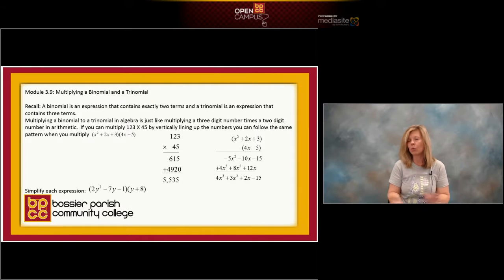So recall, what does binomial mean? 2 terms. What does trinomial mean? 3 terms. Think about it related to 3rd grade. What I'm really asking you to do is multiply a 2-digit number times a 3-digit number.